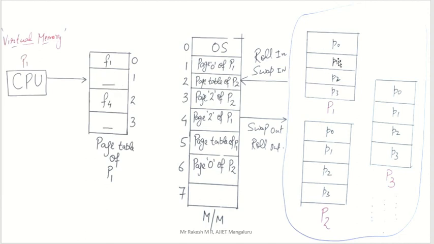Whenever you take P1, the CPU is asking for page 1, right? So that page 1 is taken, that is swap in. It first checks where the free space is. Yes, the 7th frame is free, so it is loaded in the 7th frame. At that time the page table is automatically updated. How? Page 1 is there in frame 7, F7. Here we are getting F7.